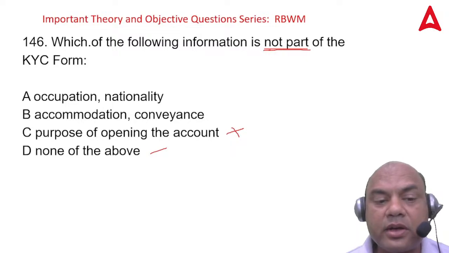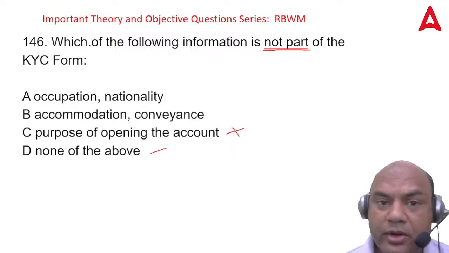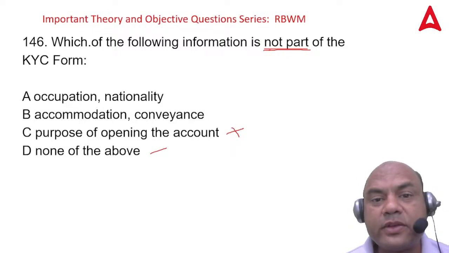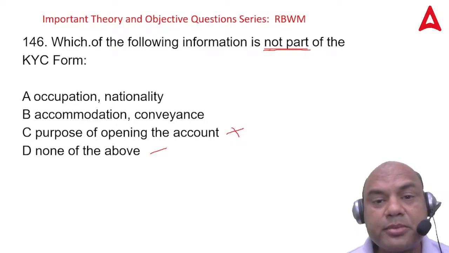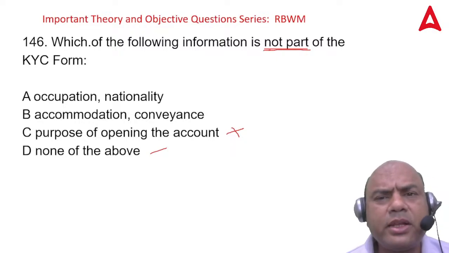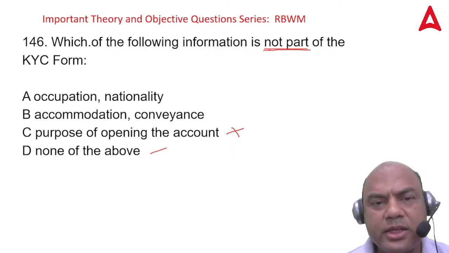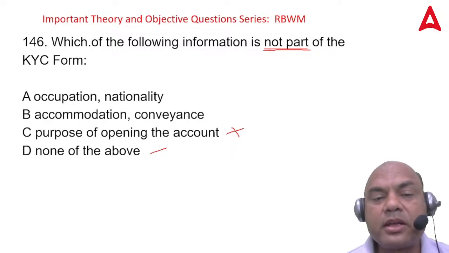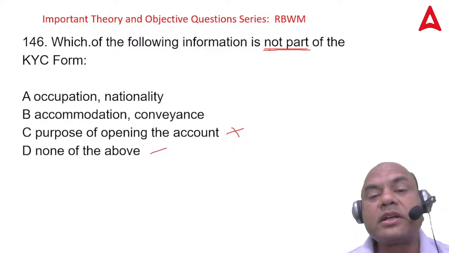Everything is a part of the account opening form. I have to give why I am opening this account. Because suppose I open a savings account with you and my plan is to get some business money in that savings account. That's not allowed. Business money is to be kept in the current account. So purpose of opening the account is a compulsory part.